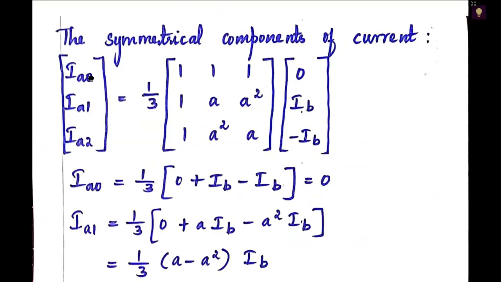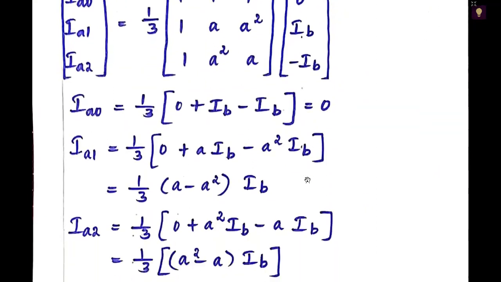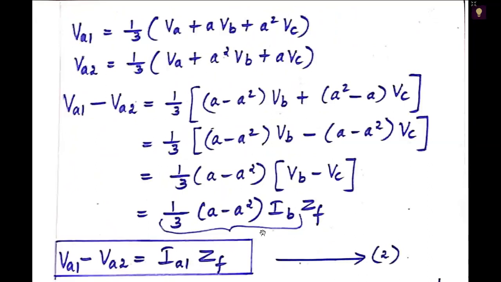Now expand. IA0 is equal to 1 by 3 into 0 plus IB minus IB, which is equal to 0. IA1 is equal to 1 by 3 into 0 plus A IB minus A square IC, which is 0 plus A IB plus A square IB. So IB is common: 1 by 3 into A minus A square into IB.